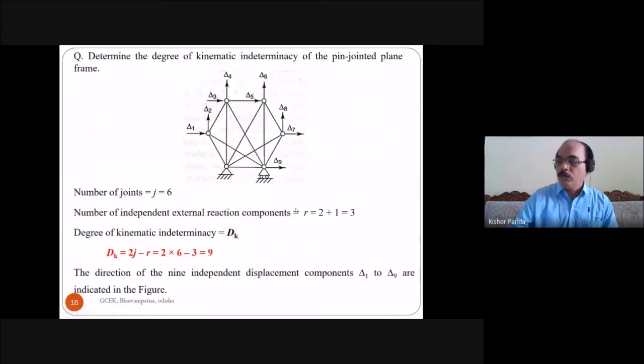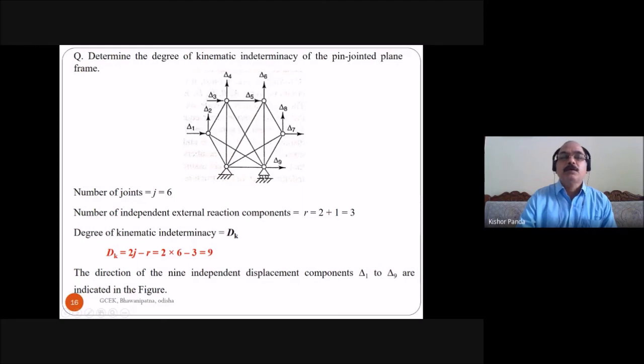Then coming to another example, find the degree of kinematic indeterminacy of a pin jointed plane frame. This is a pin jointed plane frame. So the formula is dk is equal to 2j minus r, because each joint of a pin jointed plane frame has 2 independent displacement components. But here, due to the hinge support, there is no displacement. There is no vertical displacement due to the vertical reaction, and no horizontal displacement due to the horizontal reaction. This is the constraint against vertical and horizontal displacement. So here there is no displacement.